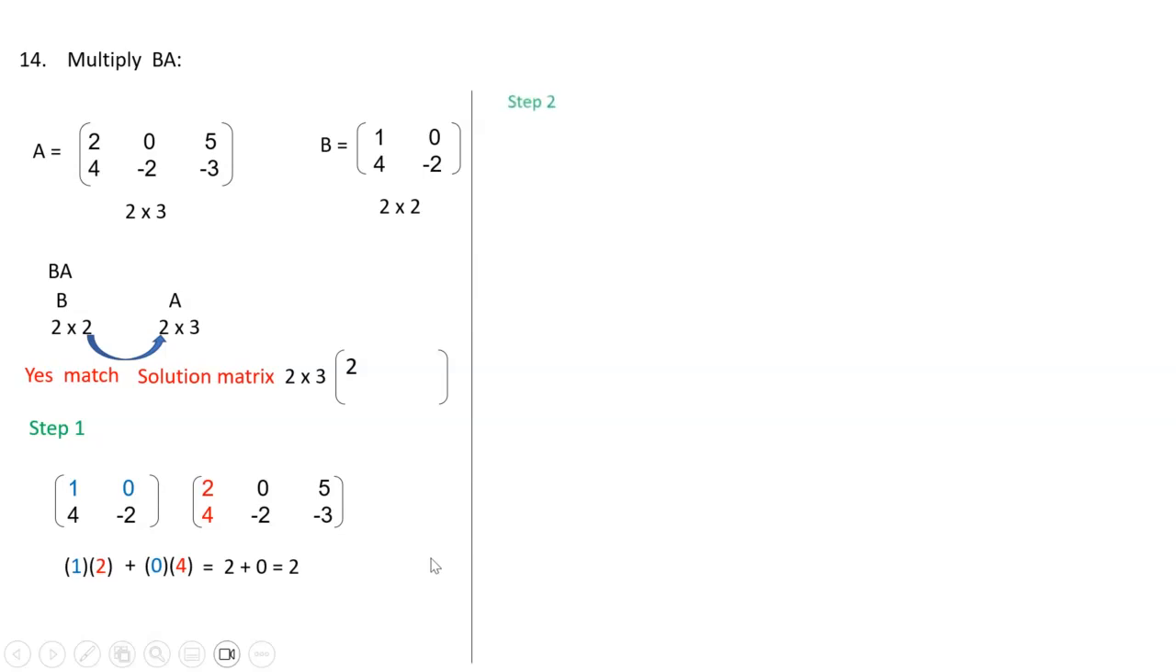Now comes step 2. I have to multiply the first row now times the second column. So 1 times 0 and 0 times negative 2. The answer will give us 0 plus 0. The answer is 0. So the solution for the second element will be 0.